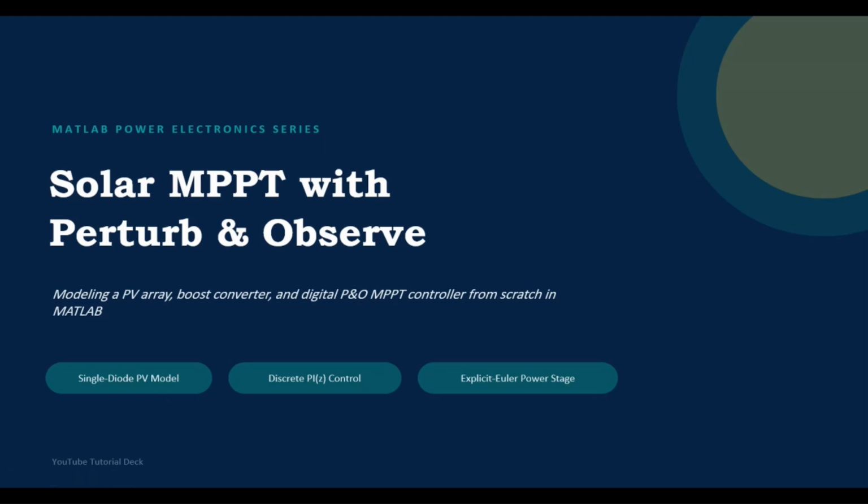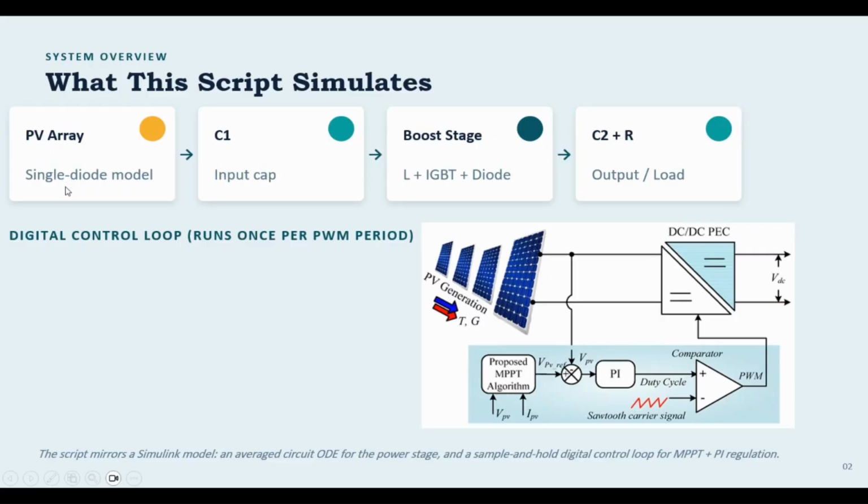By the end of this video, you'll understand the single-diode PV model, how the boost converter equations work, how P&O hunts for the maximum power point, and how the PI controller turns that into a real duty cycle. Let's get into it. So, here's the big picture.